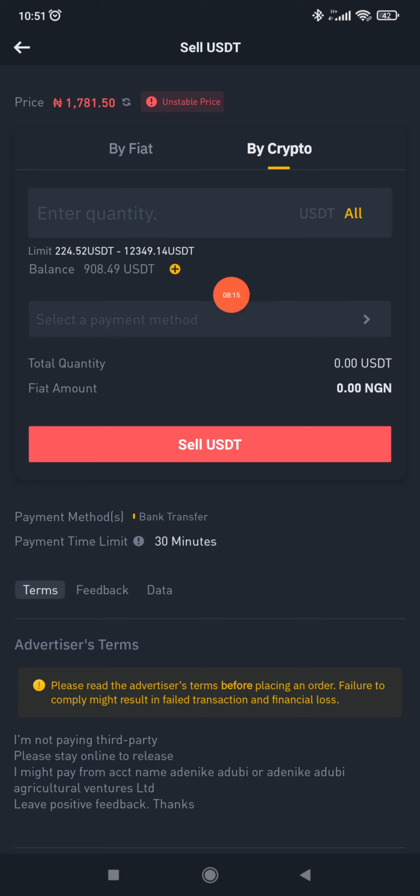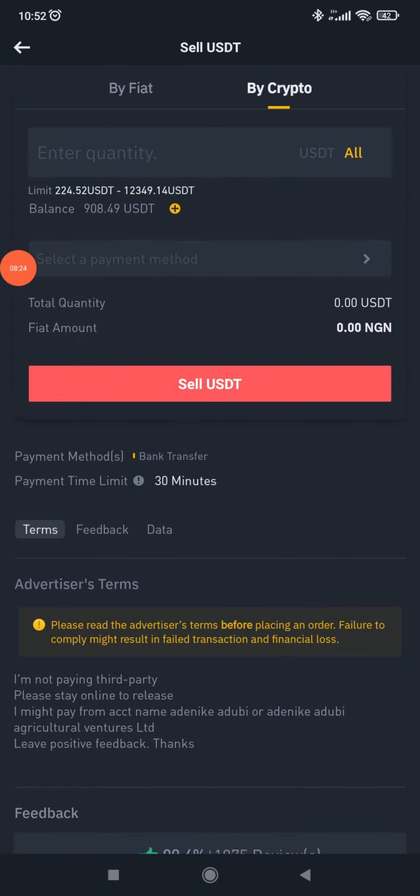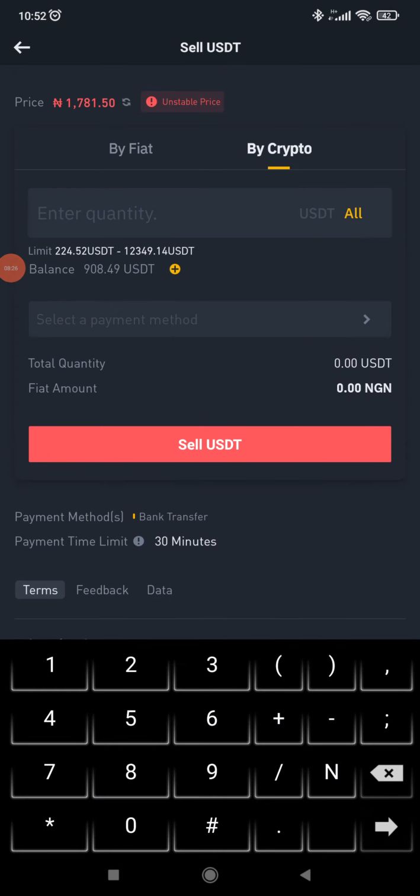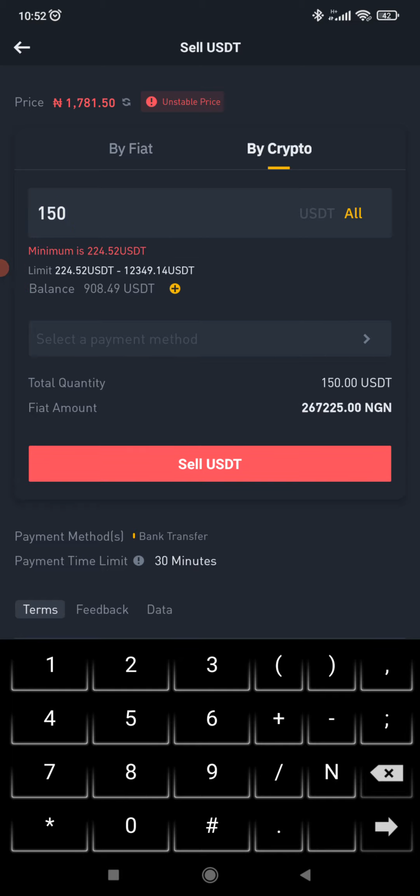So at this point, I'm going to enter the quantity. Now, the moment I enter the quantity, please come here, look at this total quantity and fiat money. You're going to see a change. So let me just enter 150. First we'll test. Now for 150, I purposely entered 150.